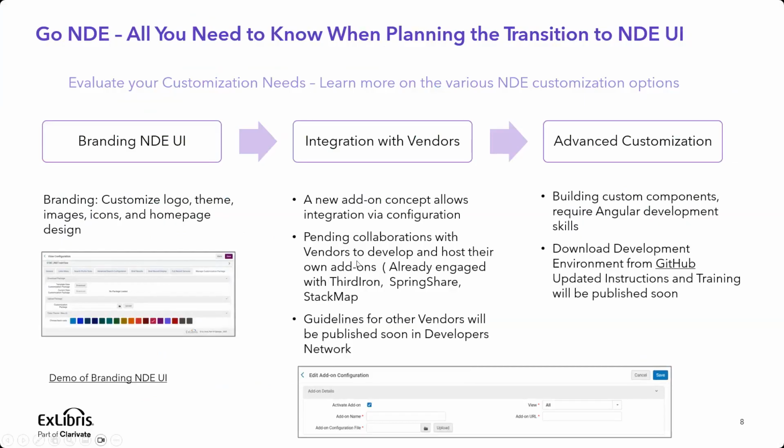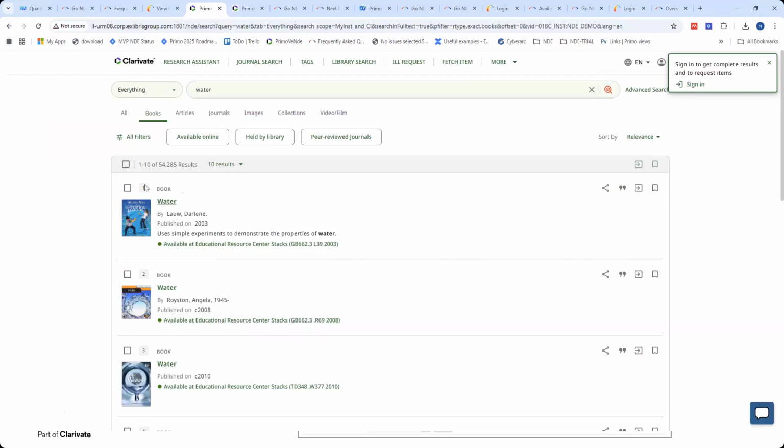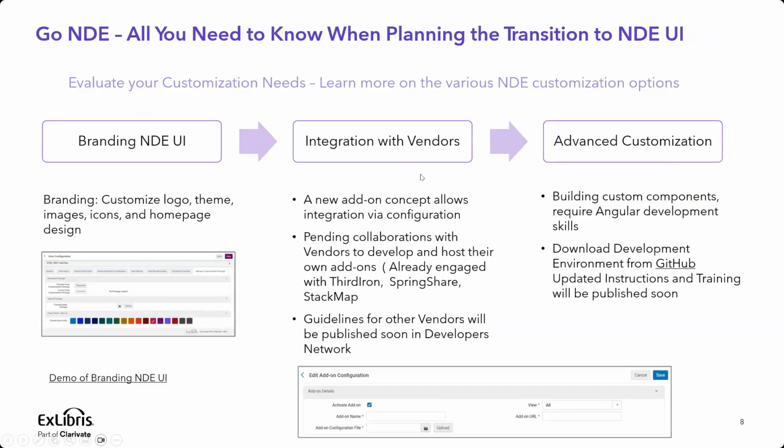Any other integration that requires hooking into a specific location on the page, like if I'd like to have a stack map in my location, or LibKey under the available online, is something we are going to work on with vendors. We created the infrastructure. The infrastructure is the ability to add an external add-on via configuration in Alma. But this is pending the collaboration of other vendors who will have developed a custom module.